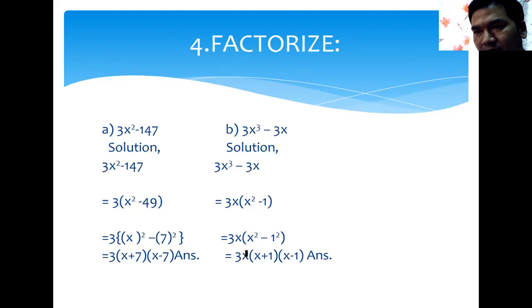Write 3x the same. a square minus b square is written now: (a plus b)(a minus b). That is, (x plus 1)(x minus 1), because a is x and b is 1. Okay, like this we solve into factors. Now let's move to the next slide.